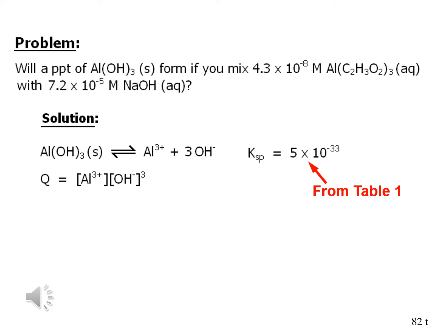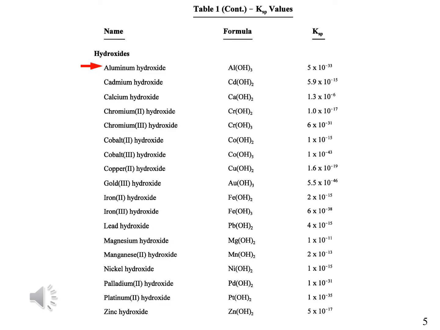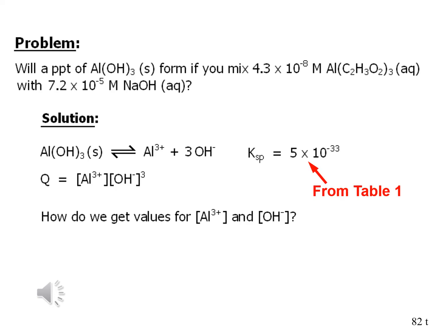And the KSP just comes straight from table 1. Aluminum hydroxide is on page 5 in the table because that's where the alphabetical order for hydroxide is. So now we have to get values for aluminum and hydroxide so we can plug them in and compare it to the KSP. You get the values for those by crossing out the spectators, just like we showed.